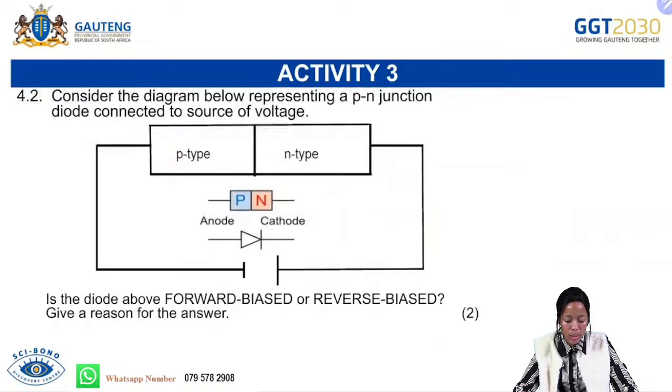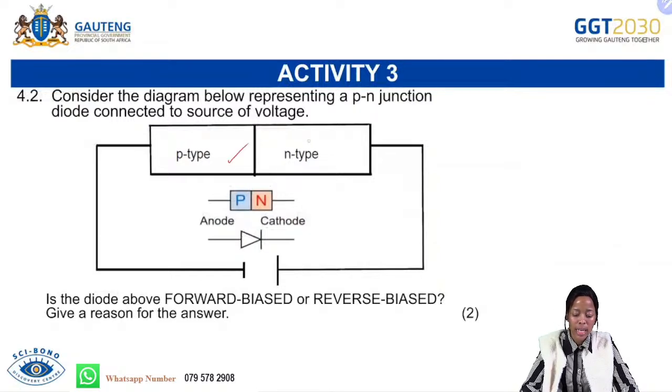The next one, it says, consider the diagram below representing a p-n junction diode connected to a source of voltage. Okay. So then it says, is this diode above a forward or a reverse bias? And then you must be able to give a reason for your answer. So it means that for you now to be able to answer this question, you should identify what is it that you have on the diagram.